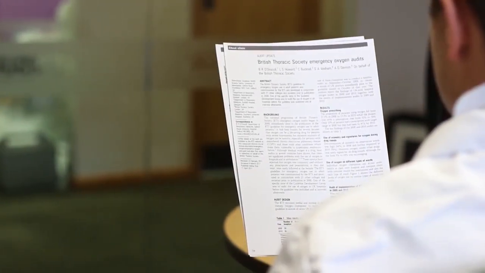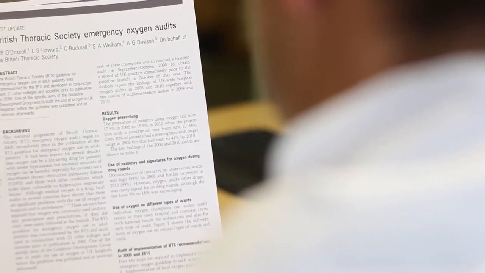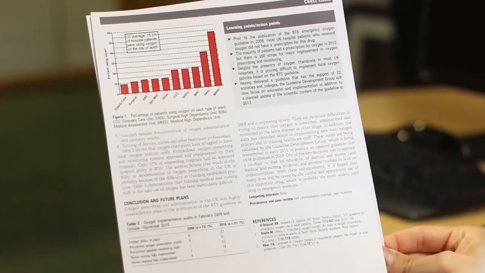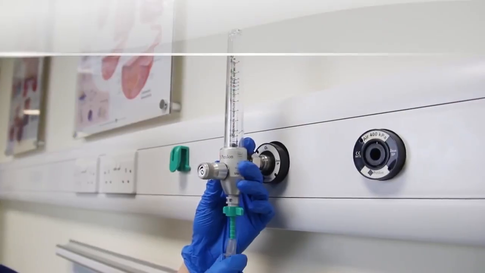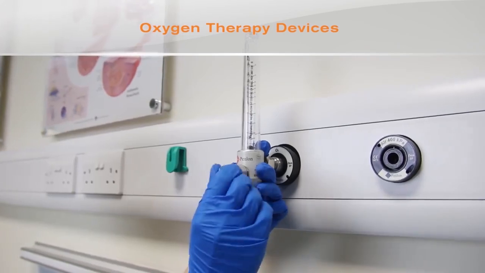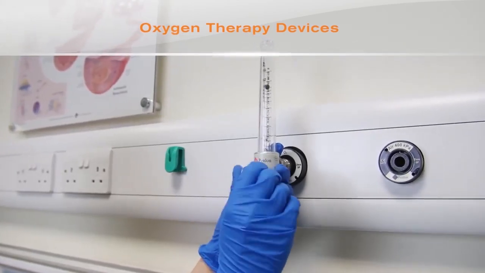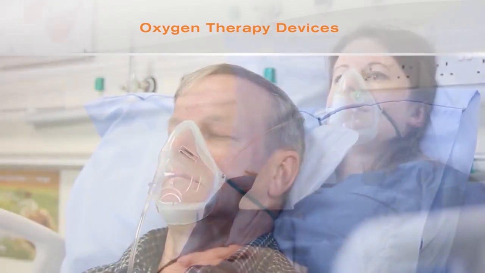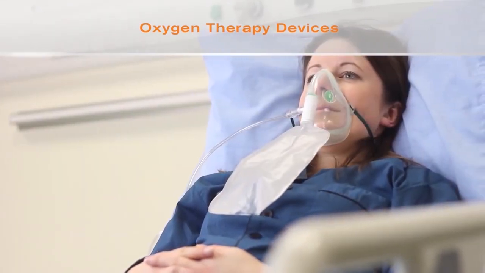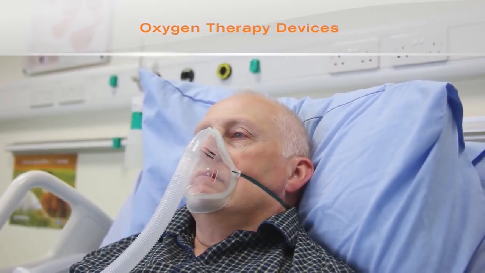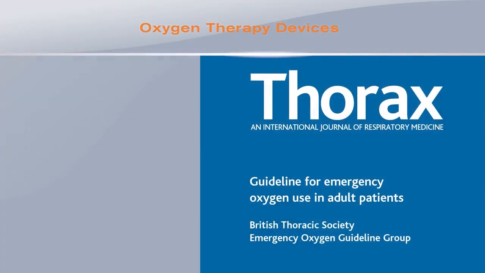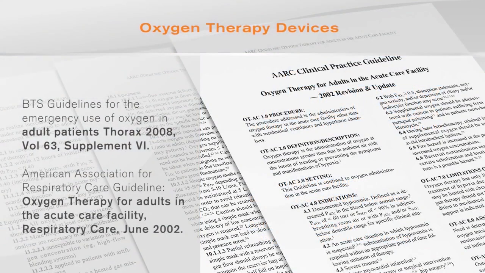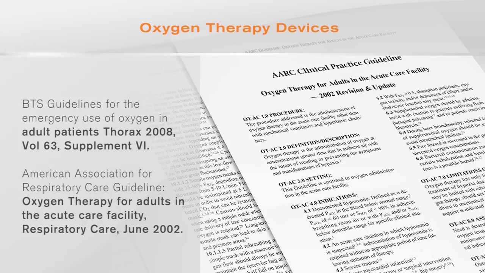Recent papers have shown that amongst practicing trainee doctors and nurses, there is a lack of knowledge about oxygen therapy devices and their correct use. There are also many false beliefs, with the result that many patients on general wards are incorrectly treated. This video covers the main types of device commonly used for delivering oxygen therapy, which enable clinicians to comply with guidelines published worldwide, such as the British Thoracic Society Guidelines and the American Association for Respiratory Care Guideline.